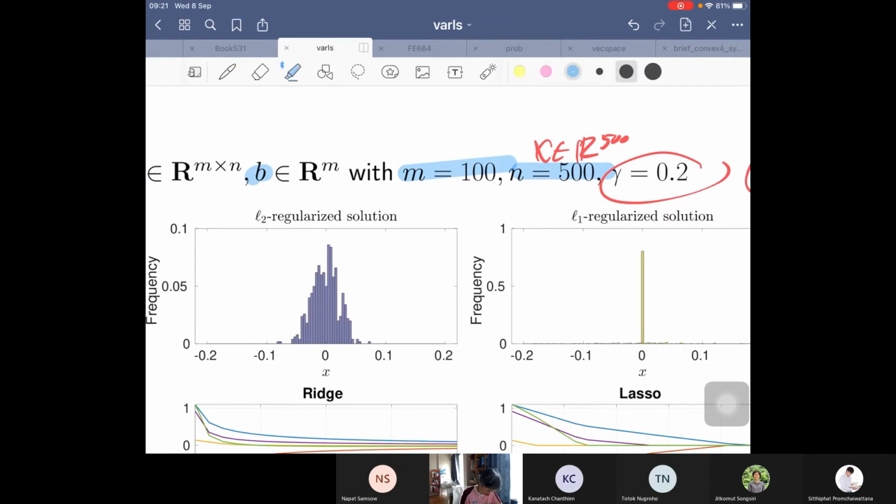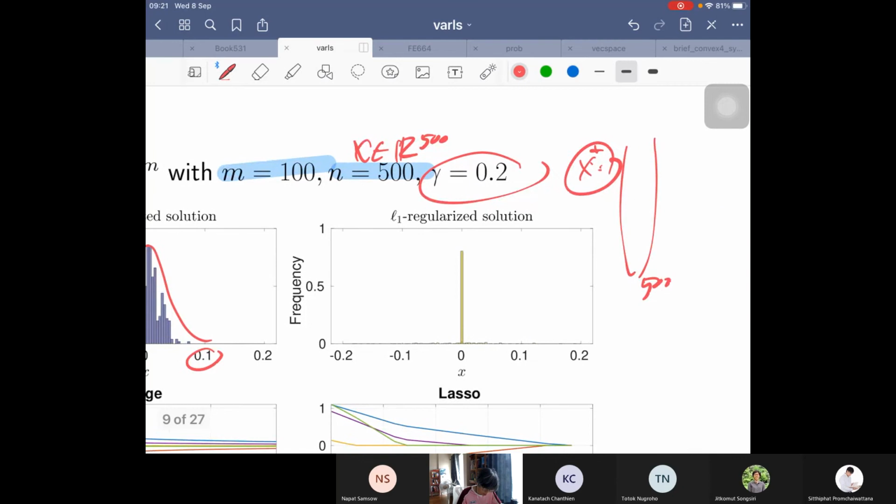For L2, you see that the histogram of x is kind of widely spread, in the range of minus 0.1 to 0.1. But for L1, you see that most of the entries are concentrated at 0, which means a big portion of x is 0. So x star is sparse when it is a solution of the L1 regularized problem.